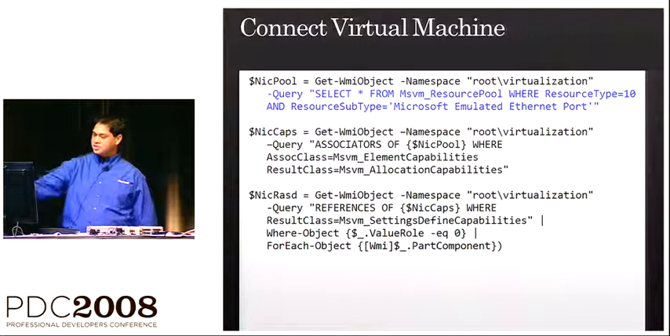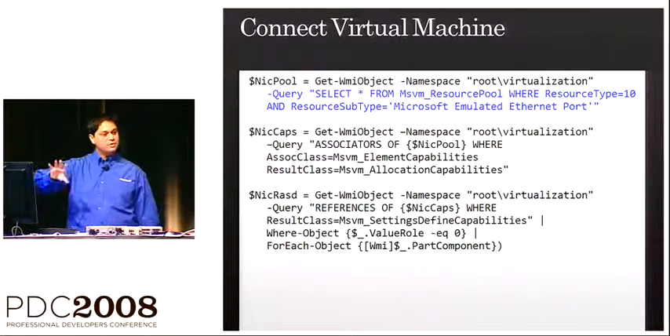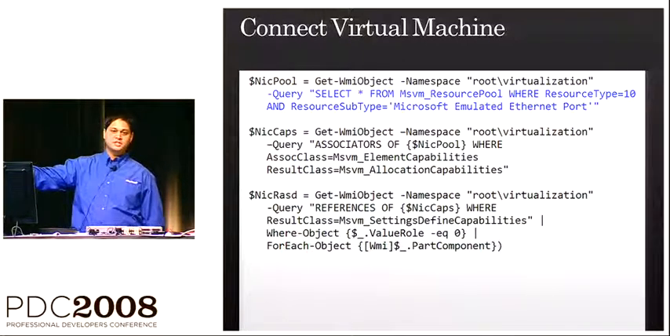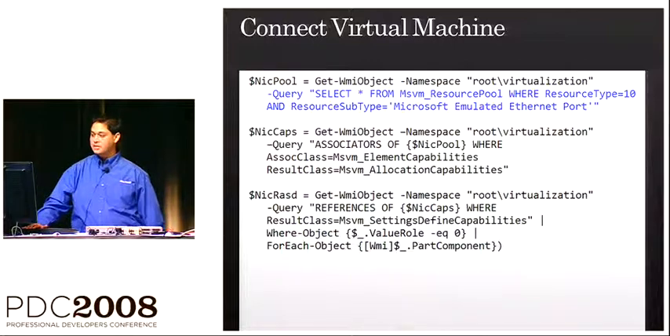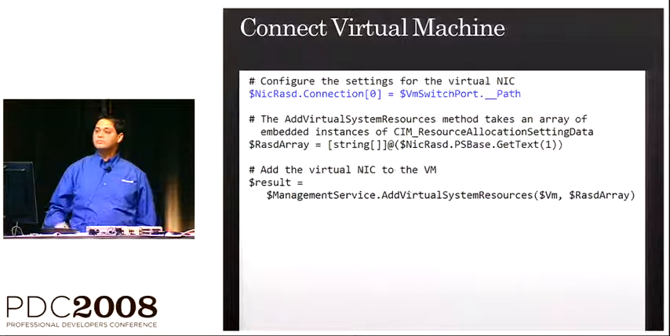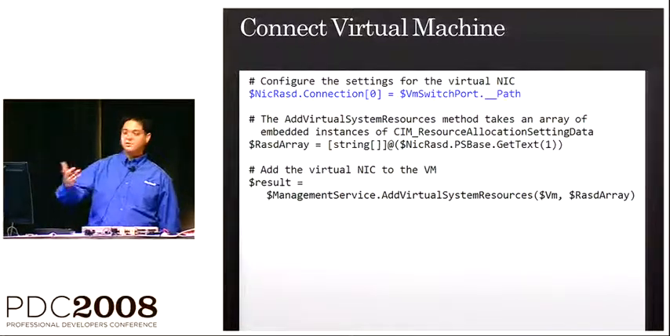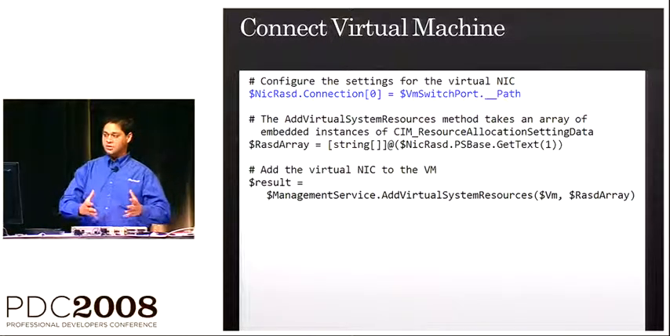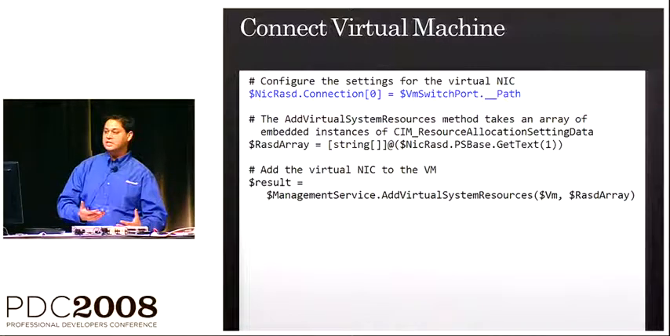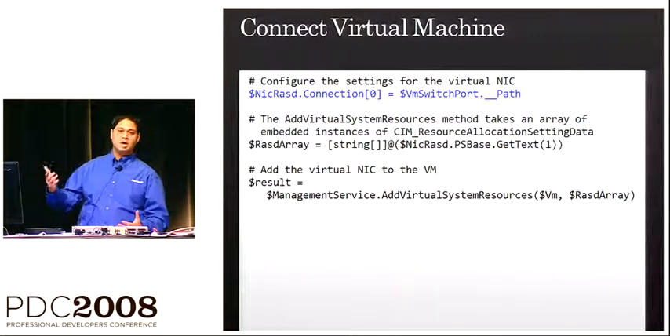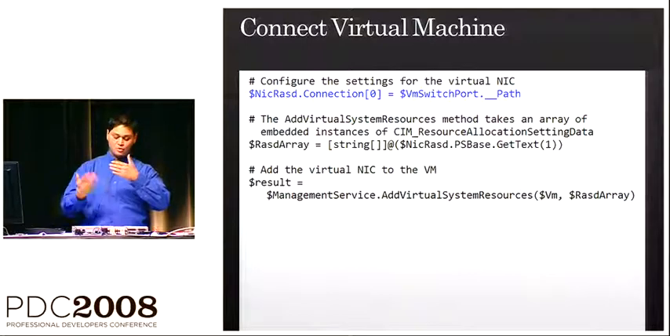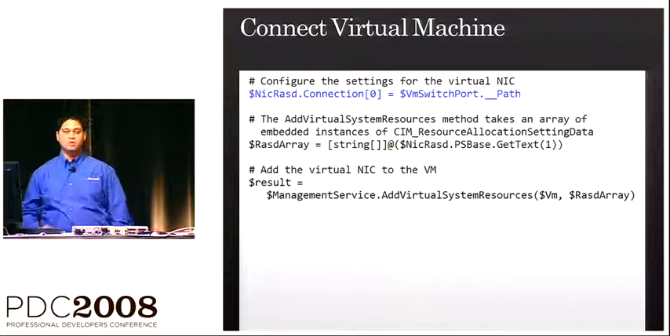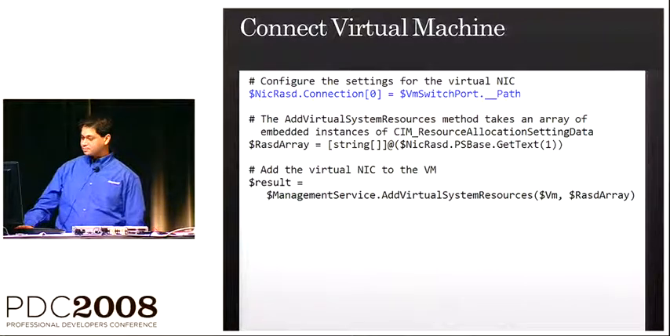The rest of this basically is doing the same thing, walking over to the allocation capabilities, and from there to the default RASD instance for this emulated Ethernet adapter. Next, we configure the settings for the virtual NIC. We've got the default settings for this virtual NIC now. The only thing that we really need to set on there is the connection. Where is this thing going to connect? What switch port on what switch is it going to connect down to? And that's going to be this VM switch port that we had created earlier.